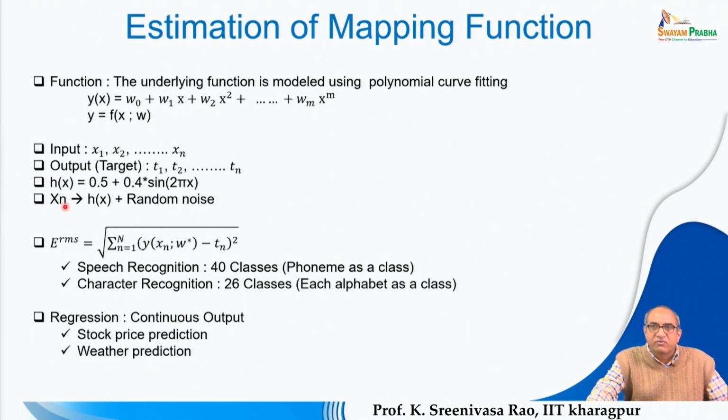So, that way you are able to find your output y. Now we need to see that, as we know, when you give x of n as the input, the output will be t of n. But here, when you give x of n as the input and apply a function, you will get the outcome y of x n comma w. That means we are modeling this with a polynomial function.